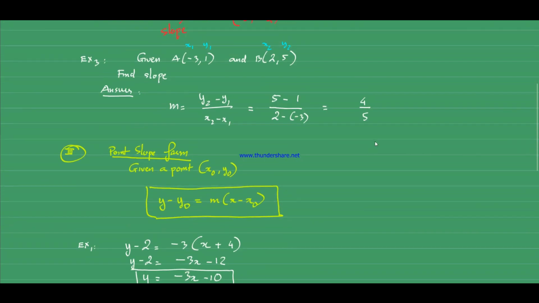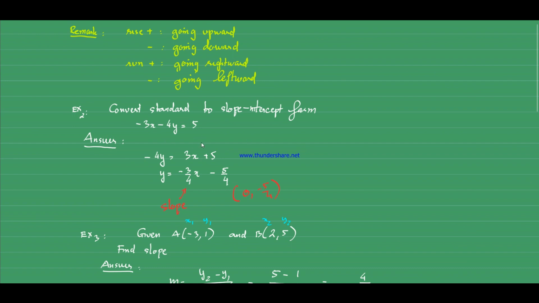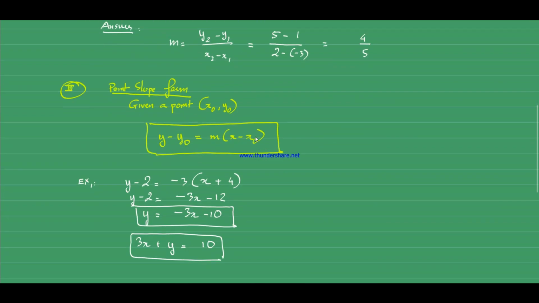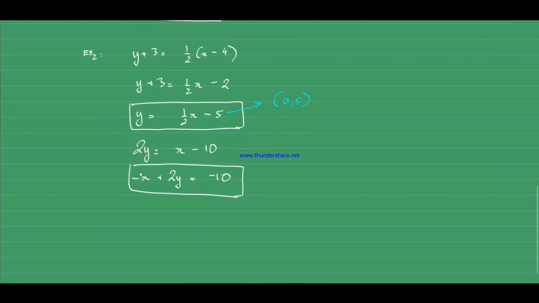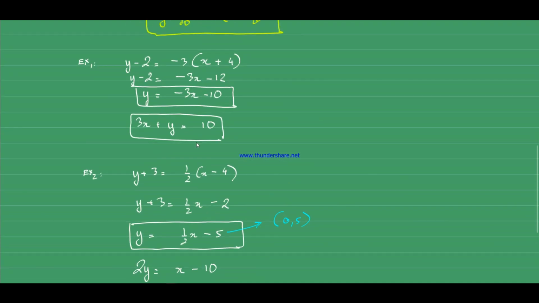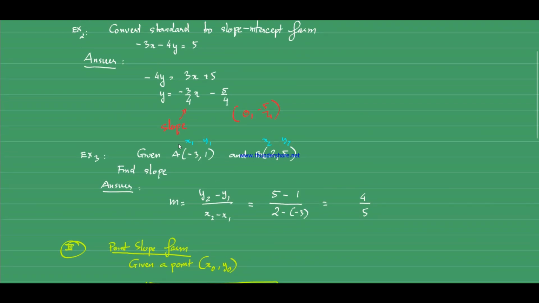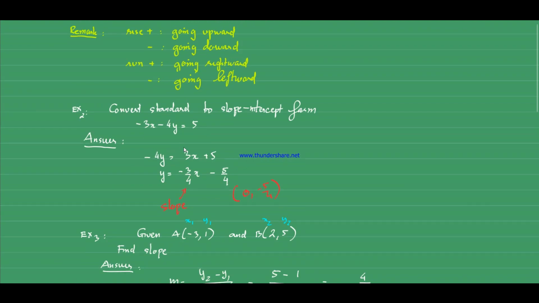Alright. So this video is just a quick introduction of what a linear equation in two variables looks like and all three forms of linear equation. Later on, we will be discussing how to derive a linear equation using point slope form and slope intercept form.